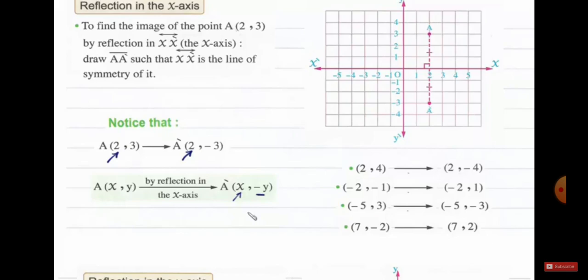Point (2, 4), by reflection in the x-axis, becomes (2, negative 4). Negative 2 and negative 1, reflection in the x-axis, gives (negative 2, 1). Negative 5 and 3 gives (negative 5, negative 3). 7 and negative 2, reflection in the x-axis, gives (7, 2).